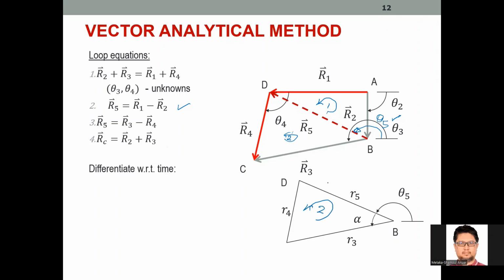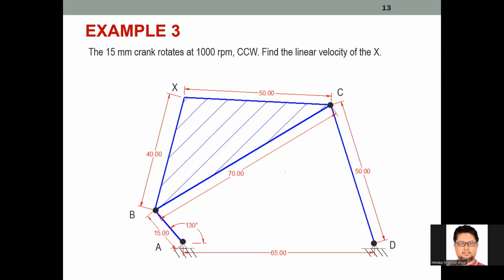Second loop. So once you have determined the position, you can differentiate stuff, and you can solve for whatever you want to solve for. Okay, let's take a look at this other example.